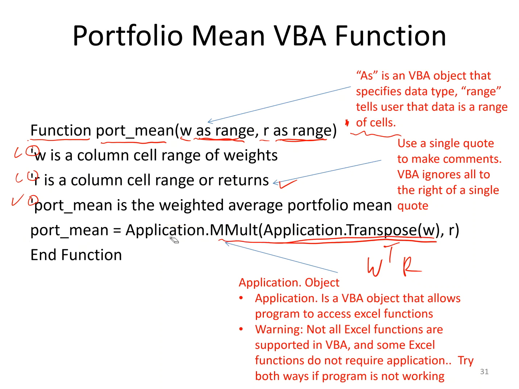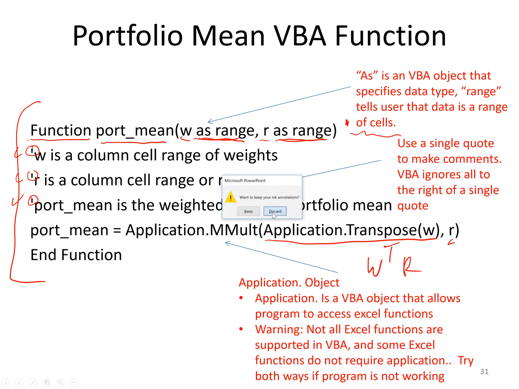So there's my portfolio mean. It's Application.MMult Application.Transpose W, turn that column into a row, times R. And then I can just copy this into my spreadsheet. So if I go to my spreadsheet and hit Alt F11 or go into the VBA area, insert a module, I can now use that function how I wish.